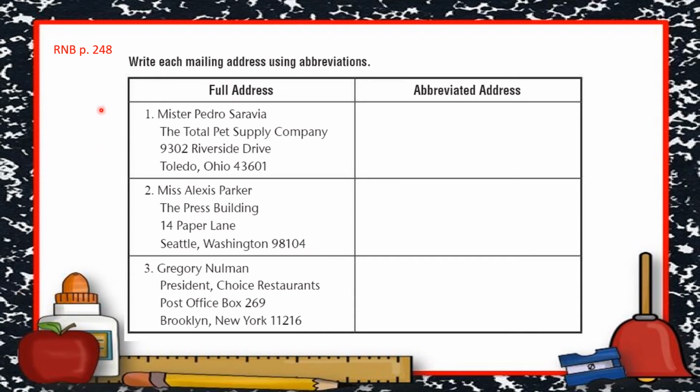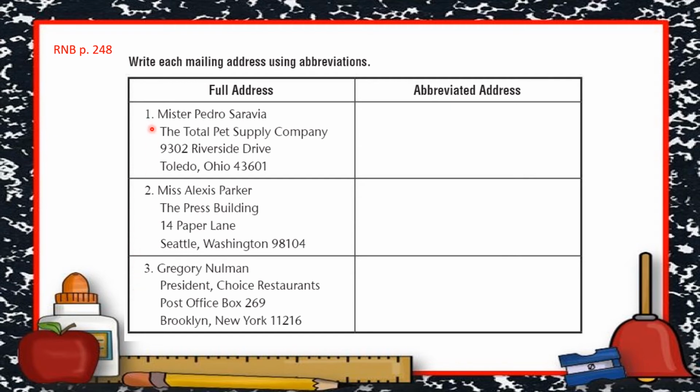Now proceeding to RNB page 248, write each mailing address using abbreviations. So a mailing address is the place where we send the mail, or the letter that we have to send to the recipient. So you have the full addresses here in the first column, and we have to write the abbreviated address in the second column. So we'll do number 1 altogether, and then you have to do 2 and 3 by yourself.